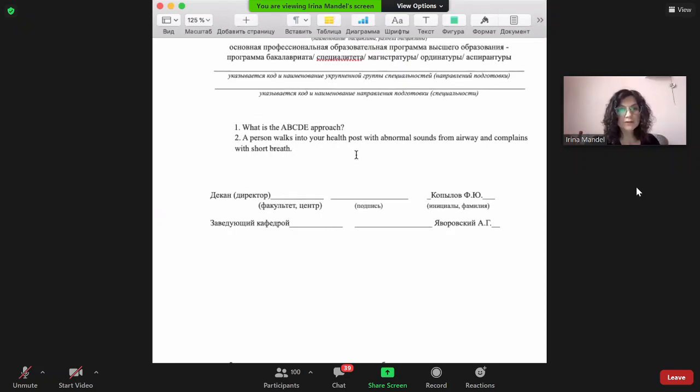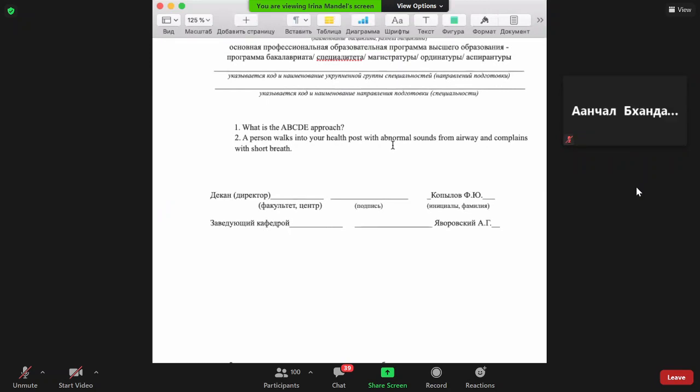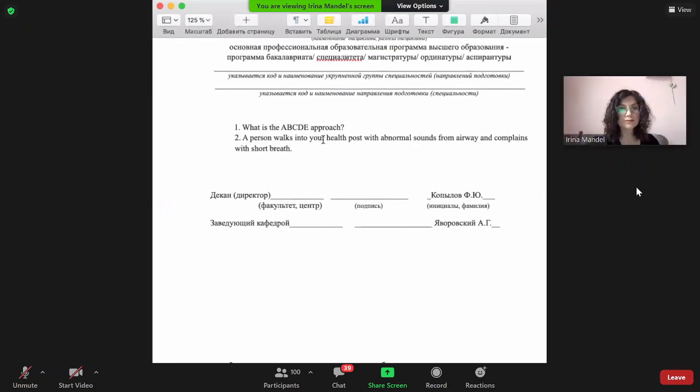The person is producing abnormal sounds from the airways and complains of short breath. First of all, it could be some airway obstruction with food. There is nothing written about the previous history of the patient, and we can suspect that it could be after breakfast. So you should apply the Heimlich maneuver.